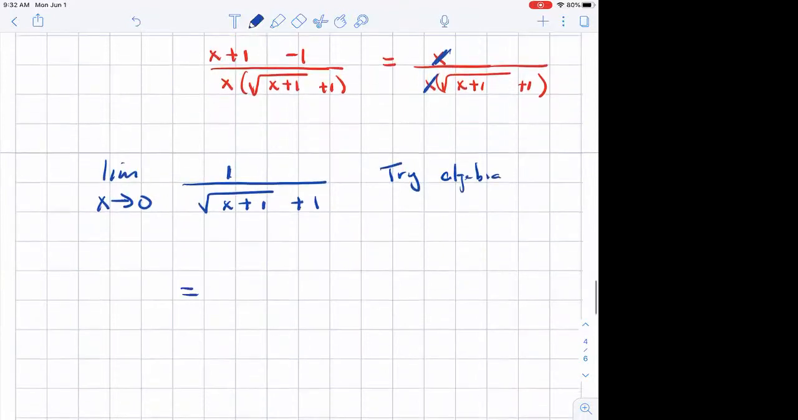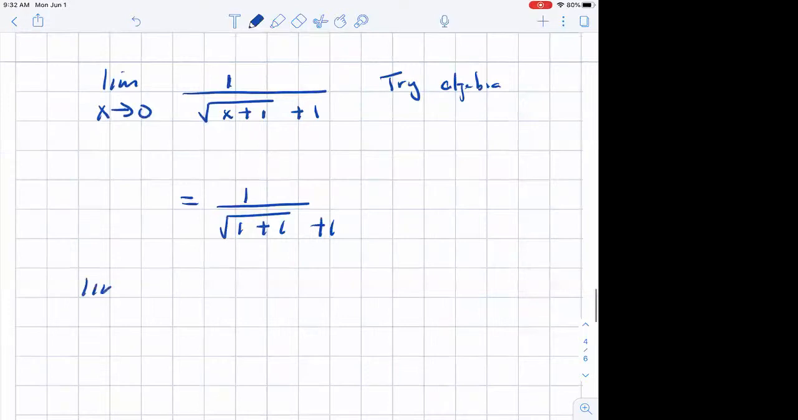So this is now equal to 1 over the square root of 1 plus 1 plus 1. So the limit as x approaches 0 is equal to 1 over the square root of 2 plus 1. And I don't know what the square root of 2 is off the top of my head, but this is approximately 1 over the square root of 2 using my nice handy dandy calculator. Okay. I have a question. Yes. How did you get 2? 1 plus 1.